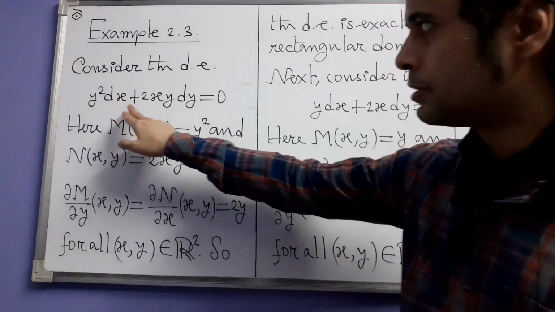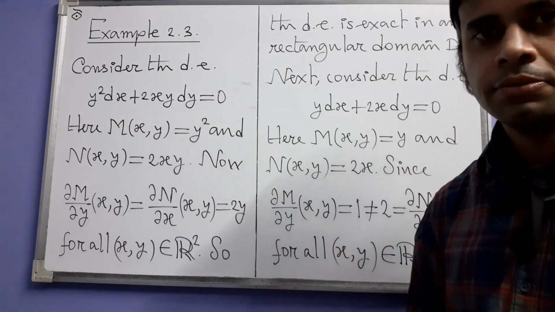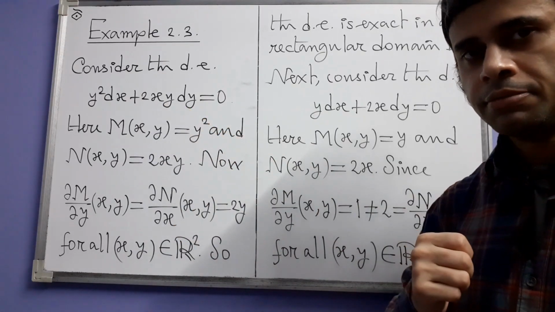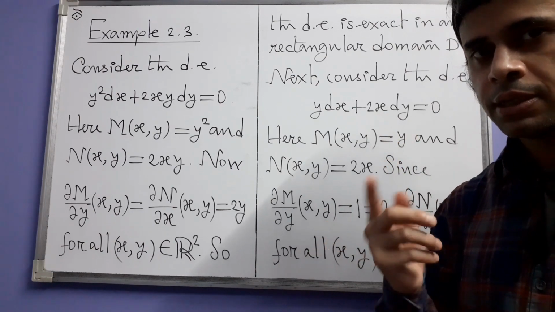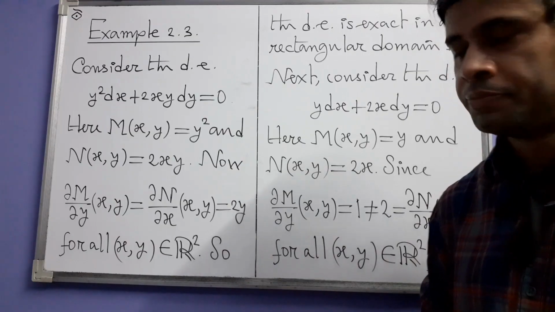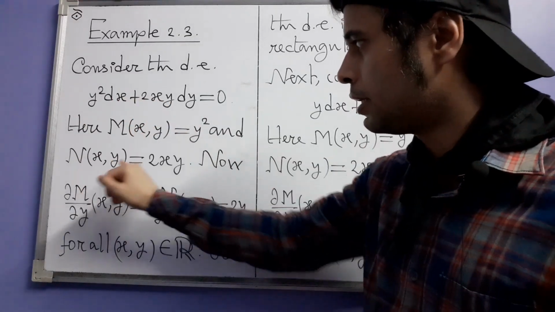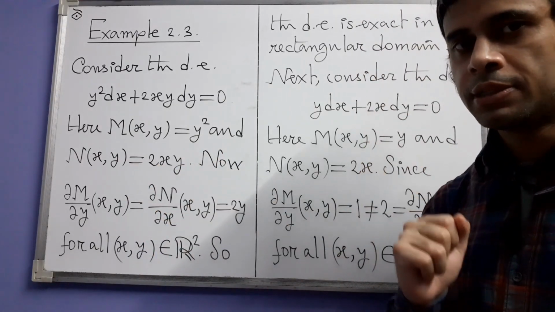And here we have this differential equation y square dx plus 2xy dy equal to 0. So you know that it's in the form M dx plus N dy equal to 0. There are two forms in which you can express a first order equation. This is the differential form. So here M is y square and N is 2xy. M and N both are functions of two variables x and y.